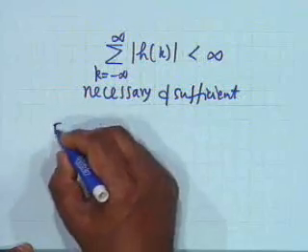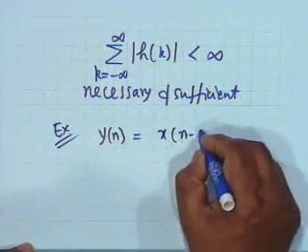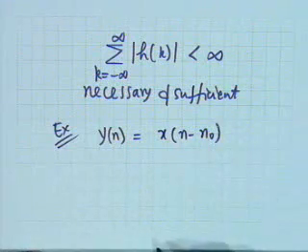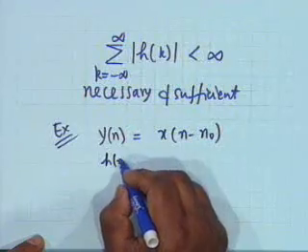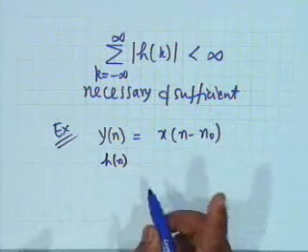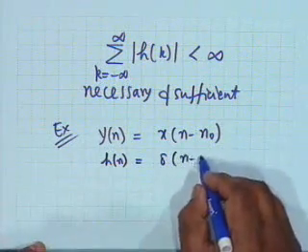Suppose, let's take an example. Suppose y(n) equals x(n minus n0). Alright, is the system stable? What is this system? It is a simple delay by how many samples? n0 samples. And therefore what is its h(n)? h(n) is obtained when x is replaced by delta. Therefore h(n) is delta(n minus n0).